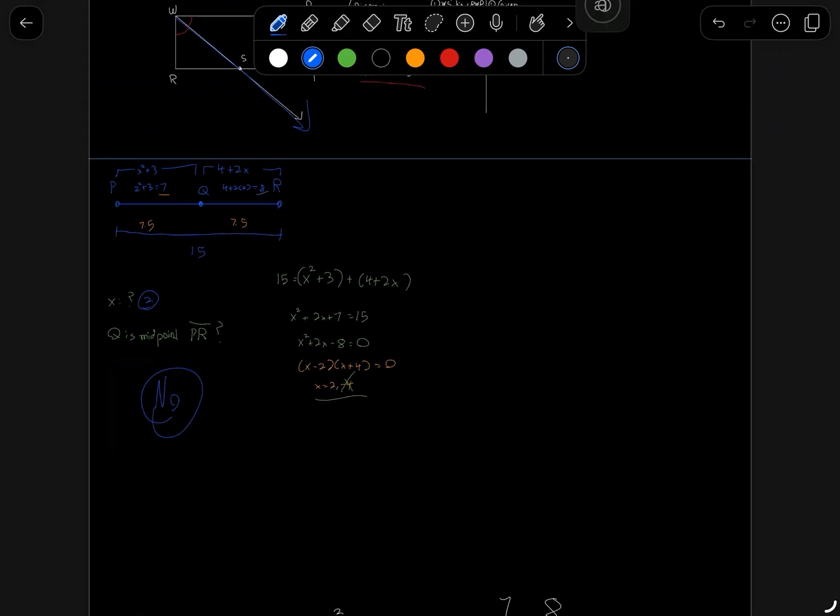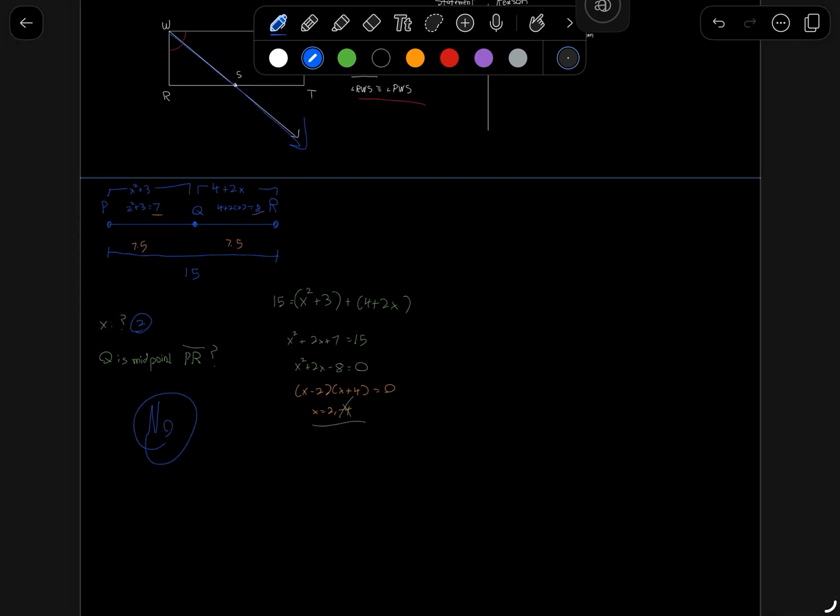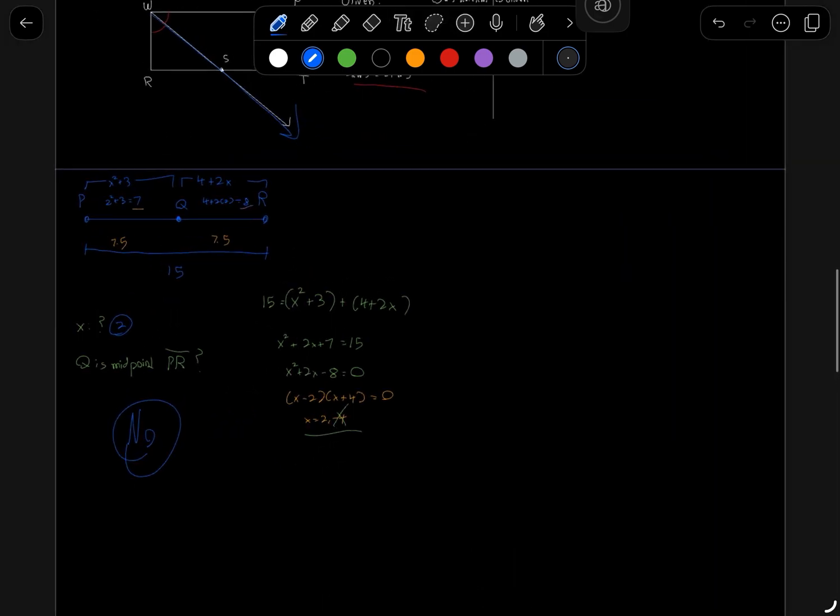So hopefully that problem made sense. If you're trying to find x, just add the two separate values they give you and sum them up to the total length. And to find the midpoint, determine if both segments have the same length. But again, that's how you do this problem.